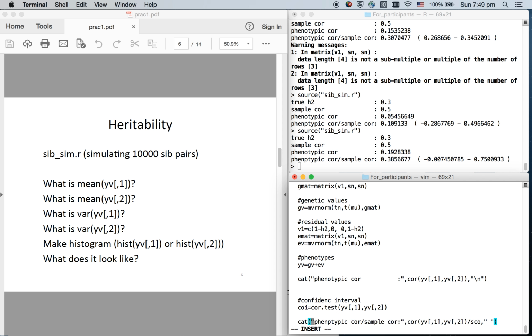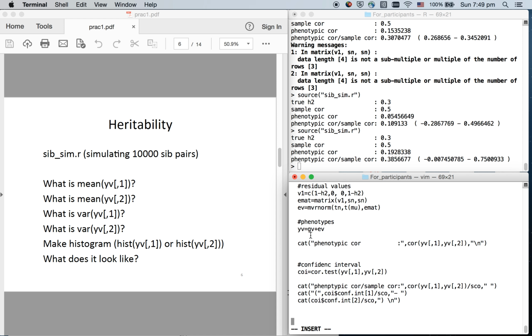Because from the simulated data or real data, you can observe phenotypes for the first and second DZ twins or full sibs, therefore you can estimate phenotypic correlations, right? And also because you know the sample correlation, which is 0.5 as assigned in the simulation code, the phenotypic correlation divided by the sample correlation is heritability. That's how this code works.